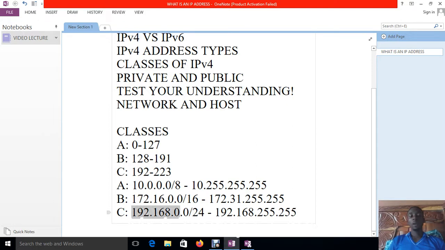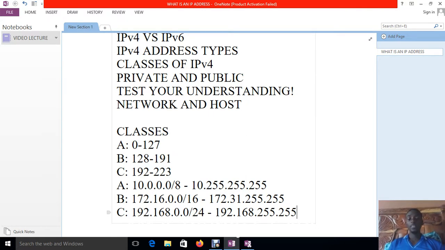In class C, you'll see that you have more network portion and less host portion. That's why you will see a lot of times that people use class C, because it has a lesser number of users, so you don't waste the IP addresses in your network. So that is what class C is about. That is the private range for class C, that is the private range for class B, and that is the private range for class A.